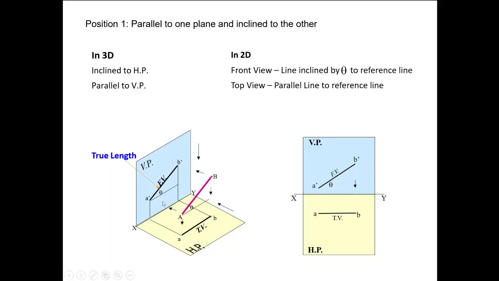There will be some reference line, and it makes the angle theta with that reference line; its front view will be A dash B dash. And the top view will be a line parallel to the reference line, because the inclination can't be seen. Okay, because it is inclined to the horizontal plane. So the angle of inclination can be seen in the front view, and the top view will be a straight line. Clear?